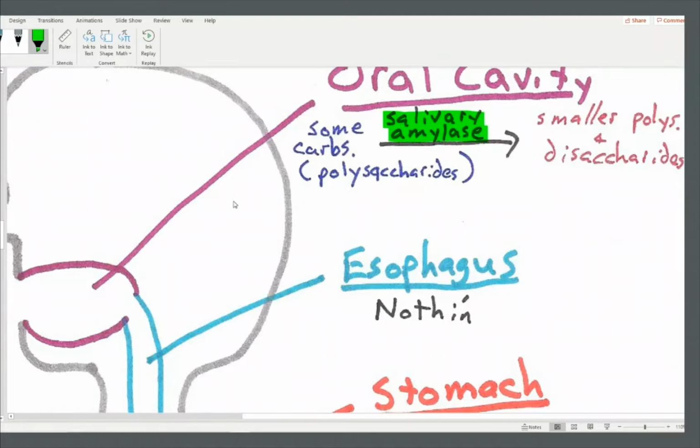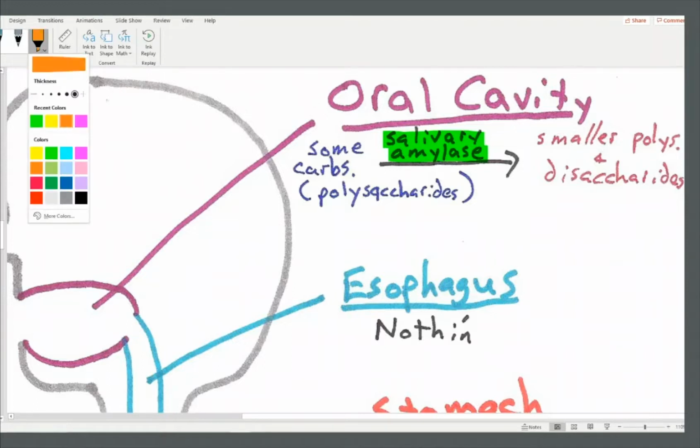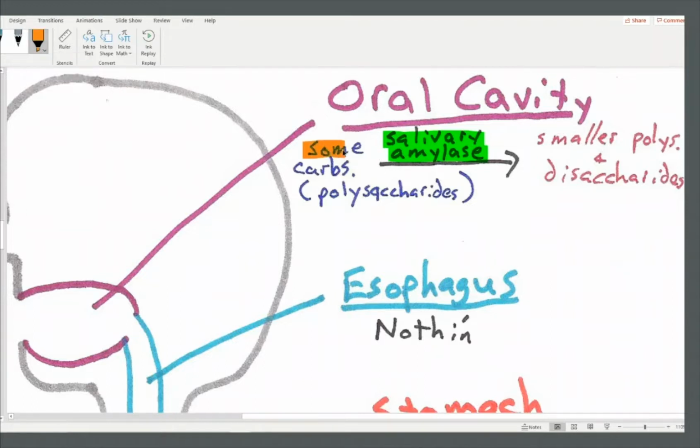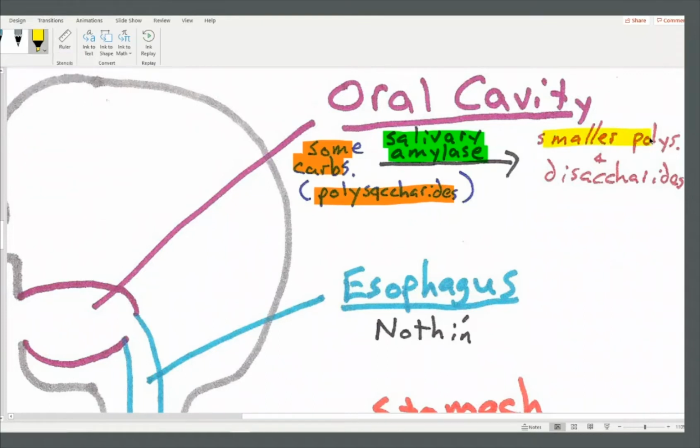Is there an enzyme in the oral cavity that works on carbohydrates? Yes. It's called salivary amylase. Comes from your salivary glands. What does it do? It digests some carbohydrates or polysaccharides into what? Smaller polysaccharides and some disaccharides. That's the job of salivary amylase.